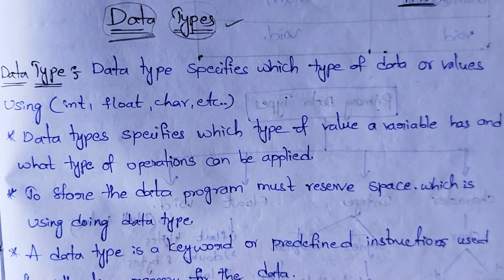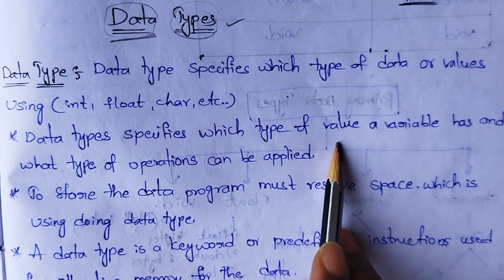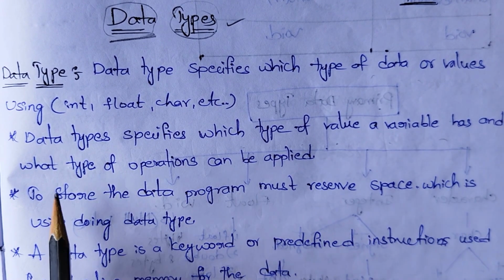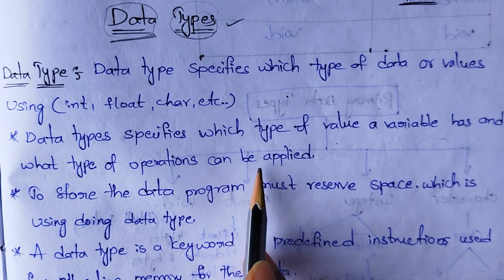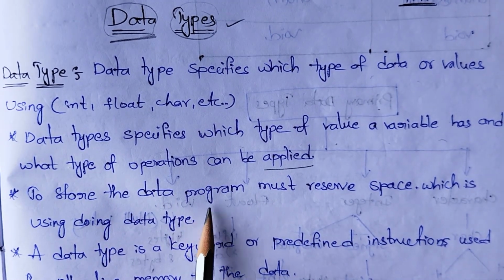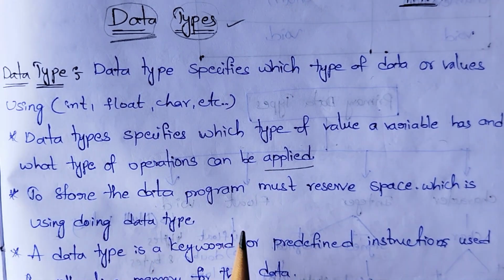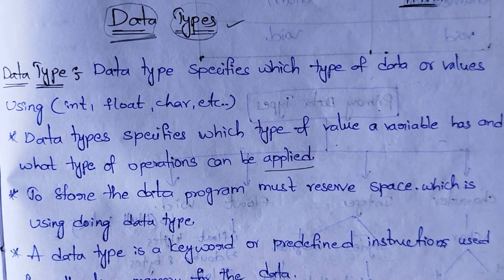For example, in C language we have int, float, character, etc. A data type specifies which type of values a variable has and what type of operations can be applied. Next, to store data in a program, we must reserve a space using a data type. To declare a variable, we have to mention what type of data the variable holds with the help of the data type.